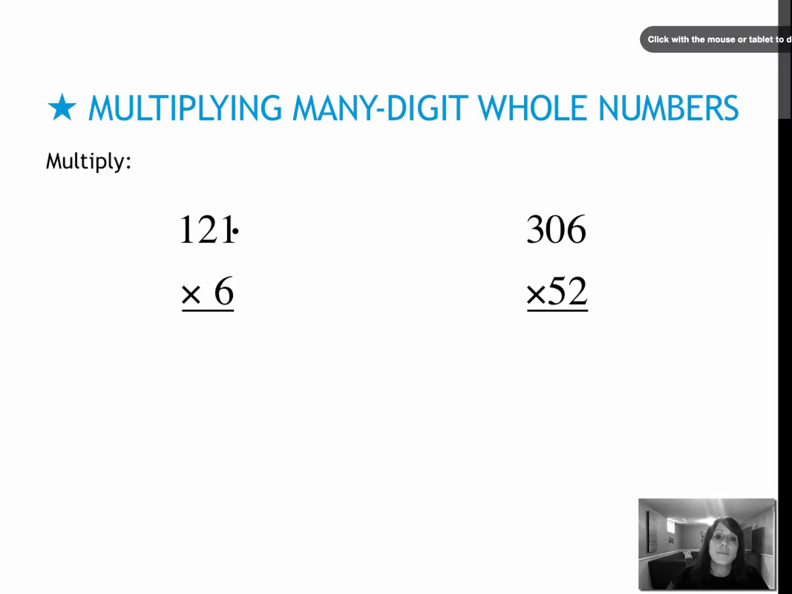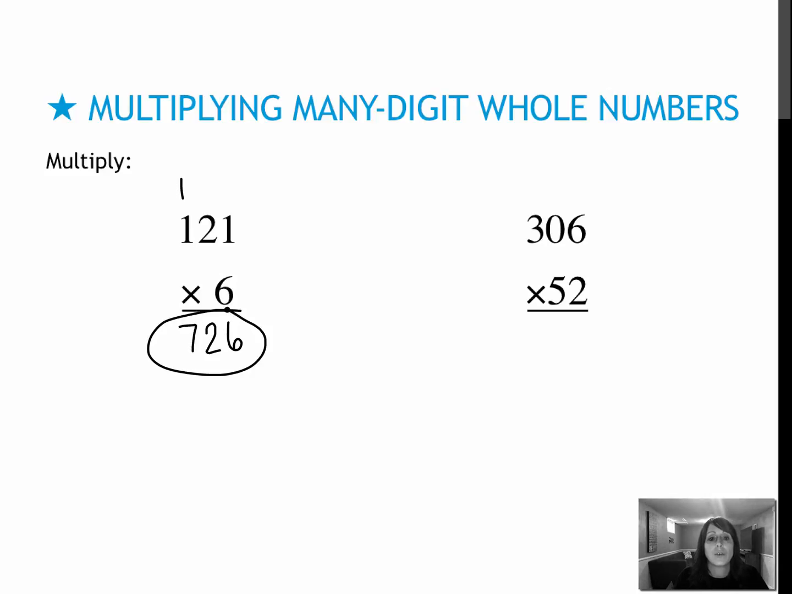For my first one, 6 times 1 is 6. 6 times 2 is 12. Again, I will write the ones digit and carry the tens. 6 times 1 is 6, plus 1 is 7. So 726 is my product.